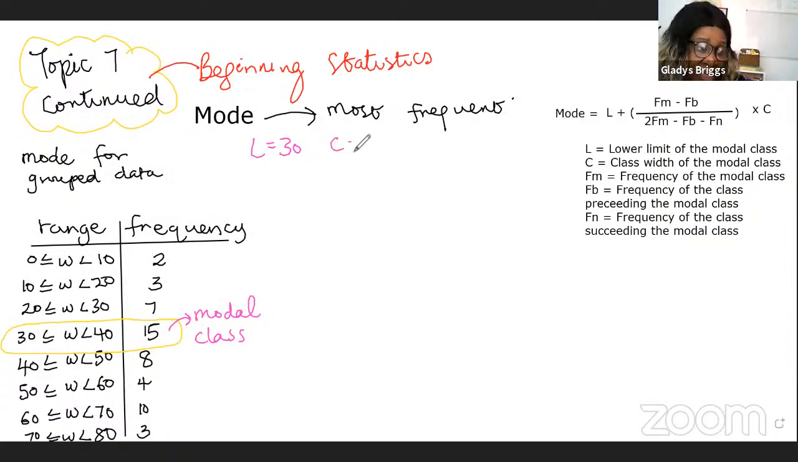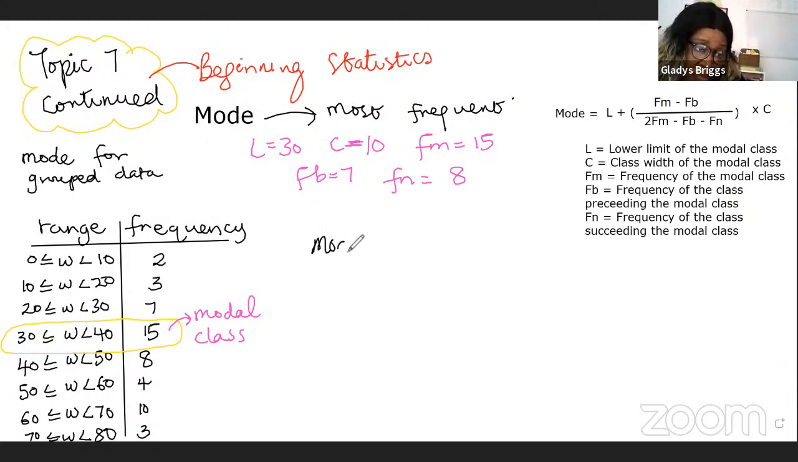And the class width: 40 minus 30 is 10. The frequency of the modal class FM is 15. The frequency of the class preceding the modal class FB is 7. And the frequency of the class succeeding the modal class FN is 8. Okay, so now we've got all the information. We need to put it into the formula and work out the mode.